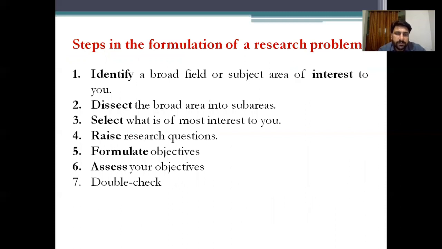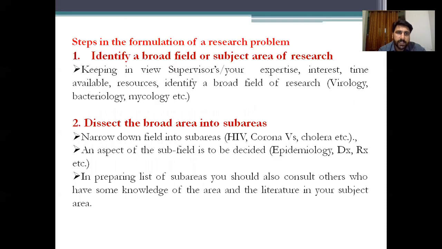Steps in the formulation of a research problem include: identify a broad field or subject area of interest to you, dissect this broad area into sub-areas, select what is most important to you, raise questions about that, formulate objectives, assess your objectives, and double check everything. Now, just a brief look at all these steps.